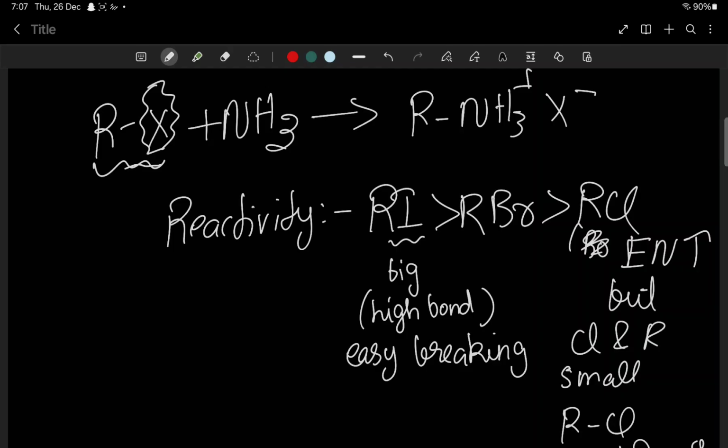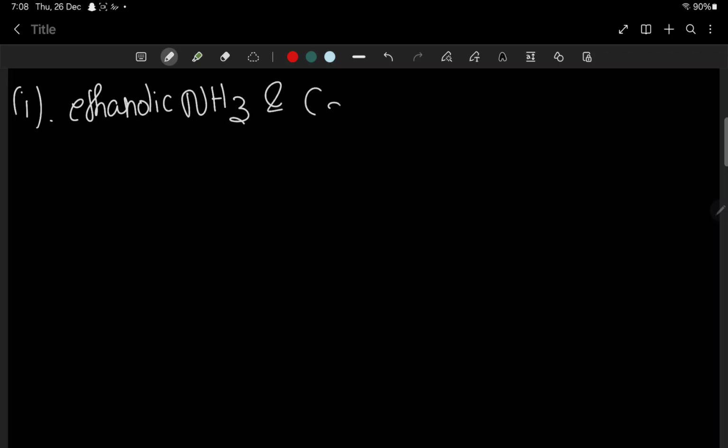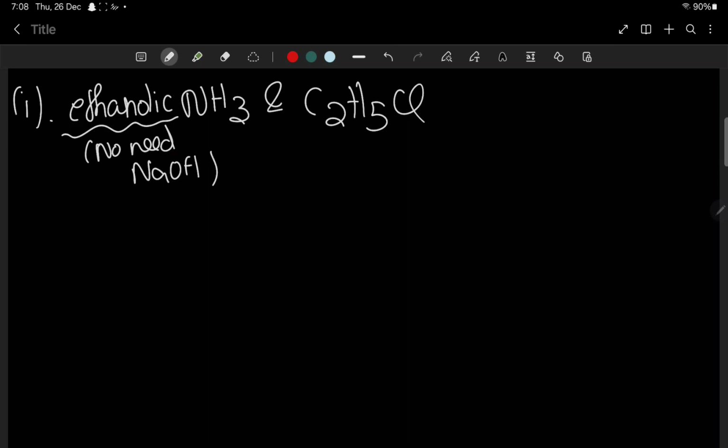Okay, yes. Now let us do the example question from NCERT. Question 1: reaction of ethanolic NH3 with C2H5Cl. Ethanolic NH3 means in presence of ethanol. If ethanolic is given, no need of NaOH. Only ethanolic is there. So it's okay, no problem.